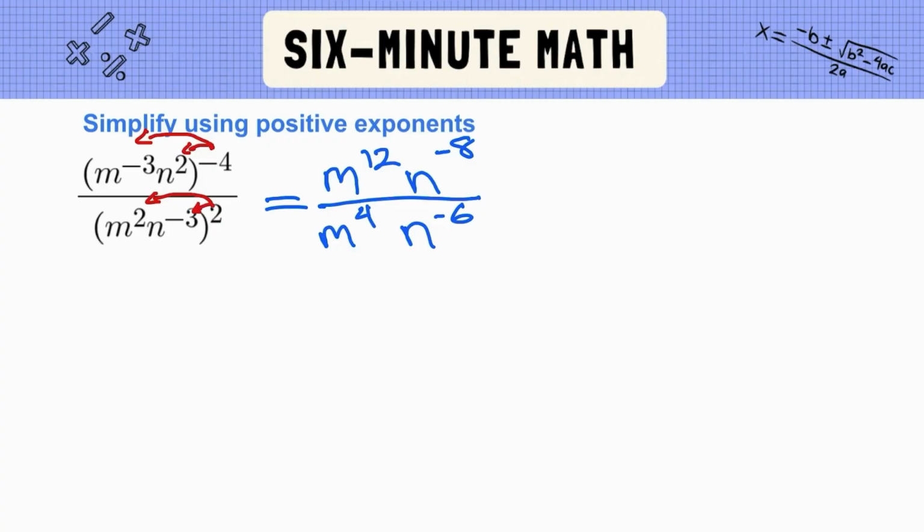I'm now going to use my quotient law for each of my variables. M to the 12 divided by m to the 4, I would subtract those exponents for m to the 8. And I would do the same thing for n. Negative 8 minus negative 6 is negative 2. And then my last step here, I need to get rid of my negative exponent by taking the reciprocal, giving me a final answer of m to the 8 over n squared.